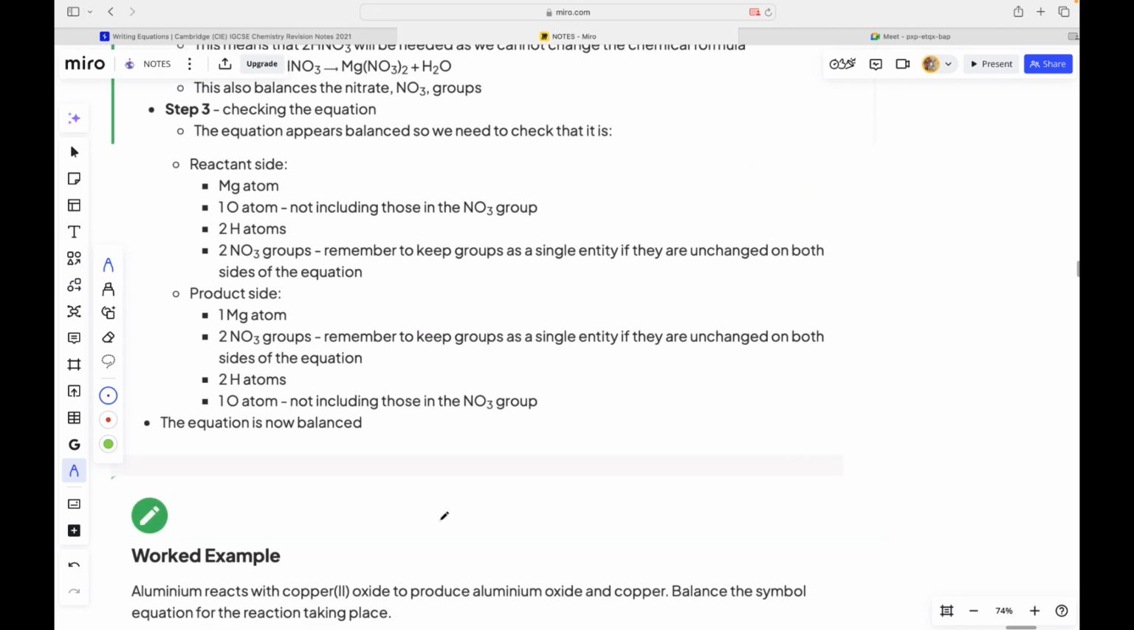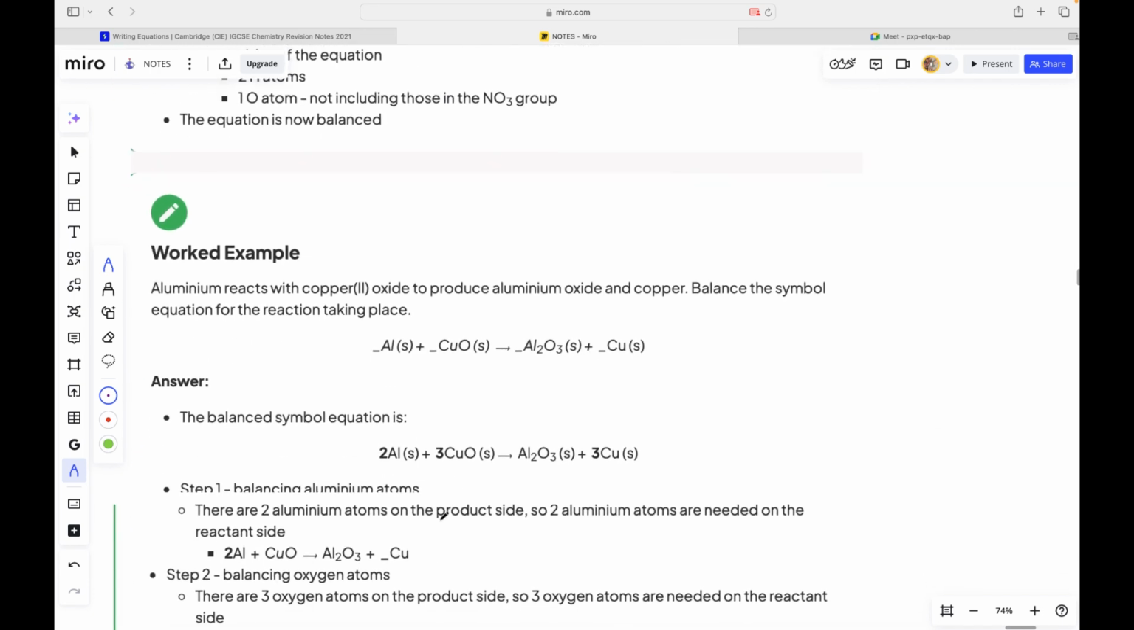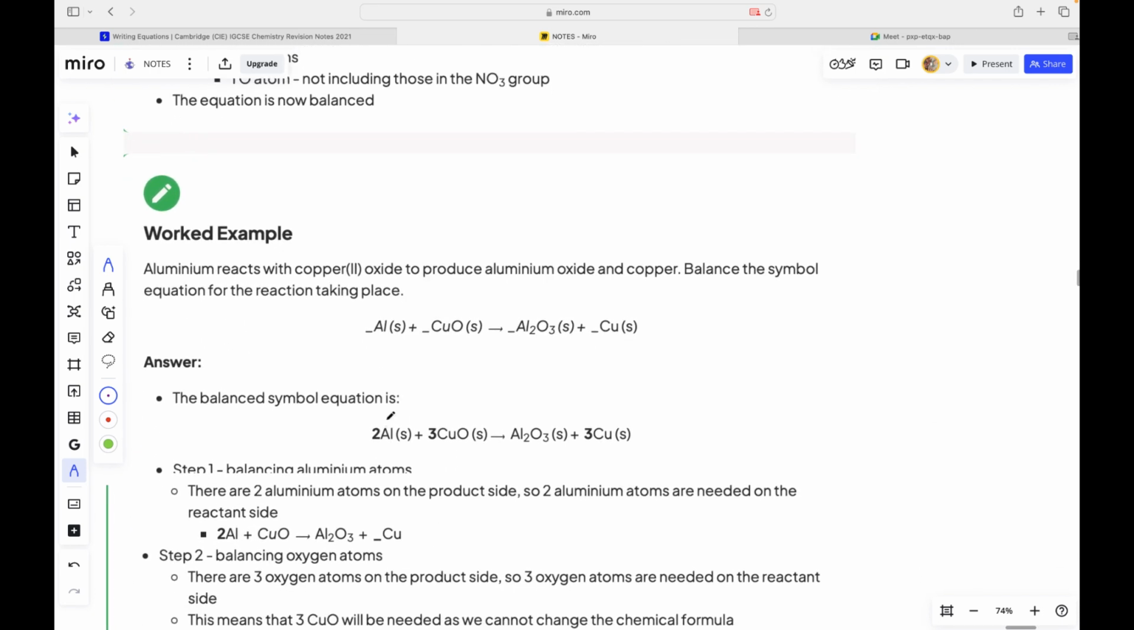So this is how we write chemical equations, and we move on to more equations, and we need to balance. Aluminium reacts with copper 2 oxide to produce aluminium oxide and copper. Copper 2 oxide has been reduced to copper, while aluminium has been oxidized to aluminium oxide. We also go to do oxidation reduction reactions. So this reaction is a redox reaction.